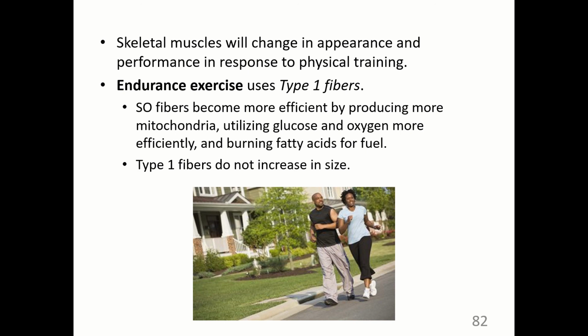So type 1 fibers are endurance fibers, and they can increase your aerobic endurance, and they can also increase strength somewhat. Like you can become quicker at your swimming stroke or walking, but they don't increase in size. So you will increase your strength, but you won't increase bulk.